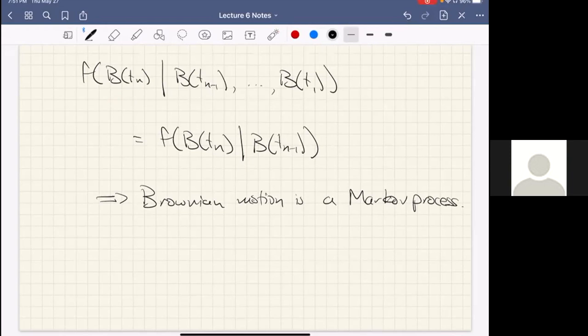I'm just going to make one mark and then we'll talk a little more about simulation. So we can talk about Brownian motion with drift.